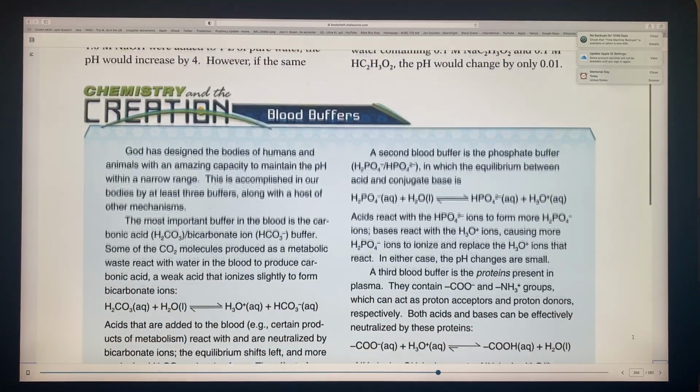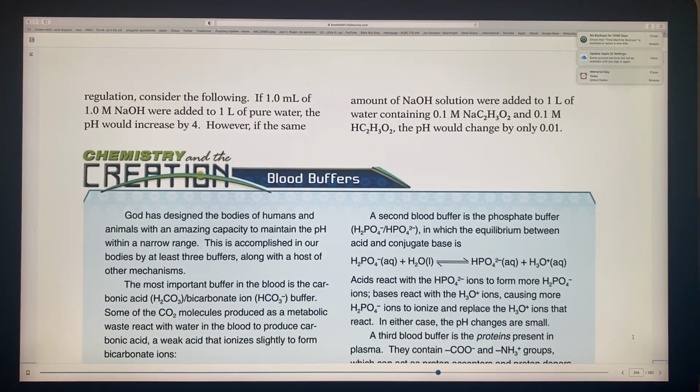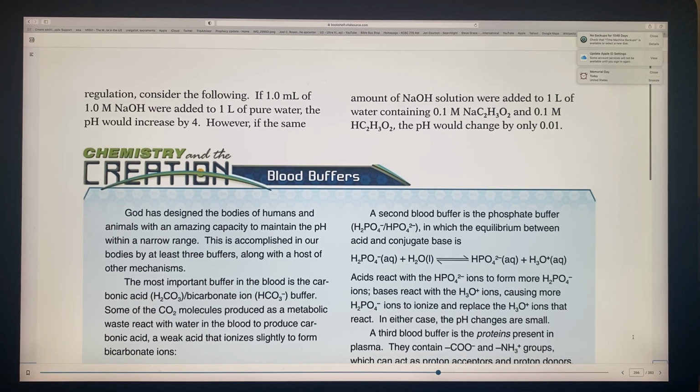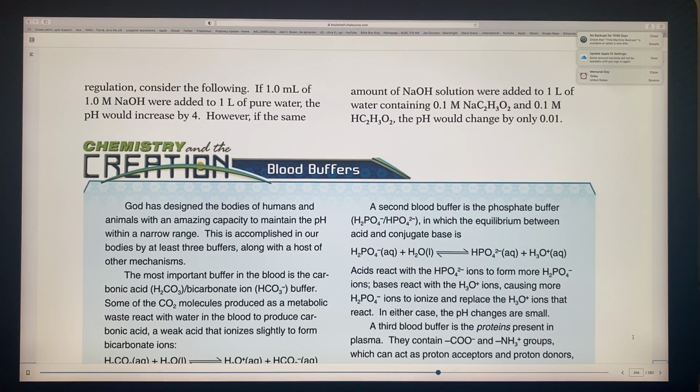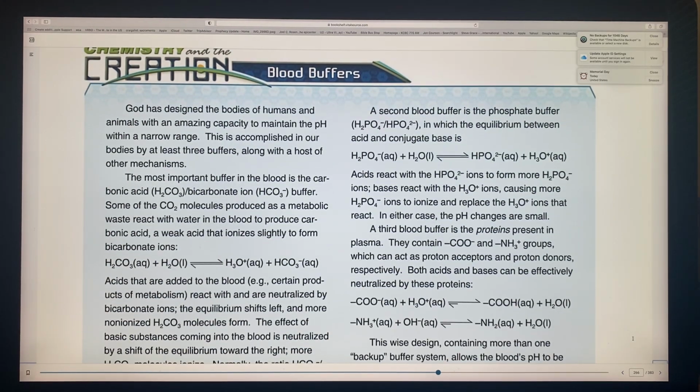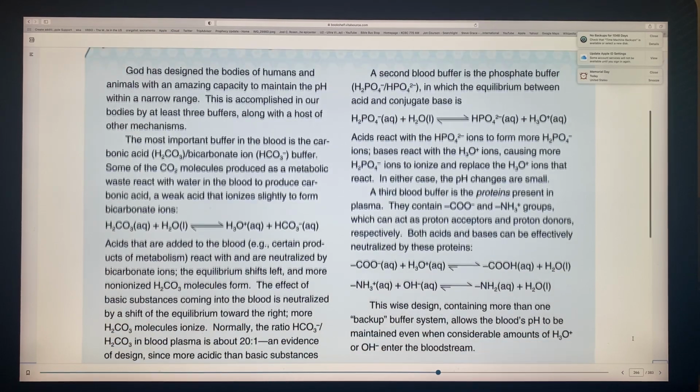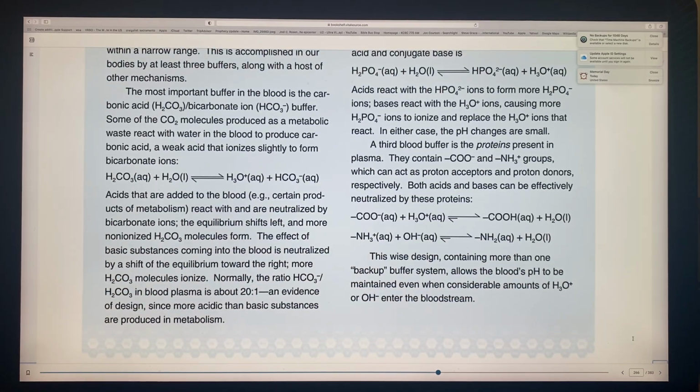But anyway, this whole buffer system, right here, how God has designed the bodies of humans and animals with amazing capacity to maintain the pH within a narrow range. This is accomplished in our bodies by at least 3 buffers, along with a host of other mechanisms. So we have 3 buffer systems. What are these buffer systems? You can read through this, but the first buffer system related here is the bicarb buffer system.